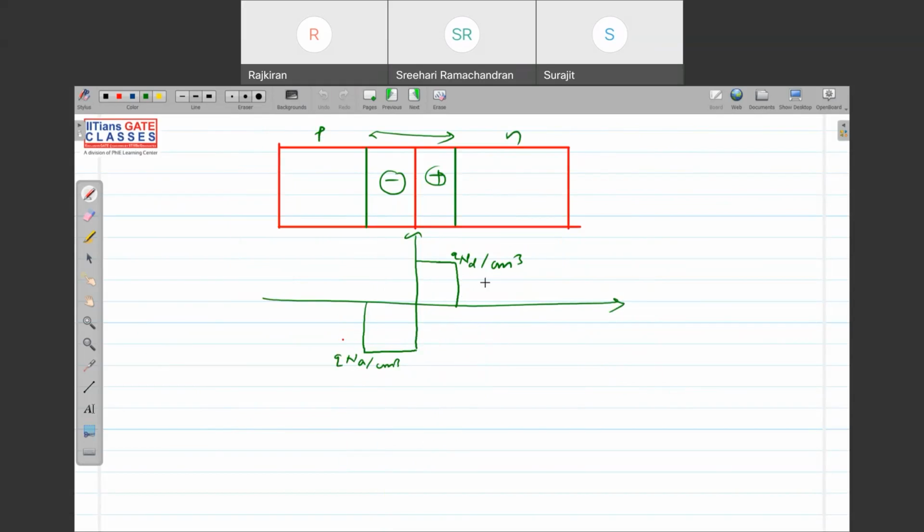So, if I write the net charge, 10 to the power of 16 plus 10 to the power of 9, how much will it be equal to?